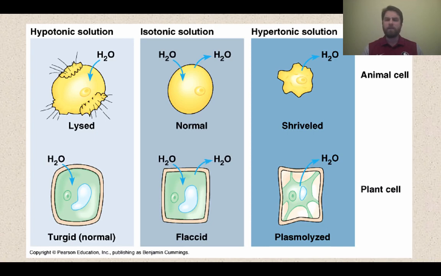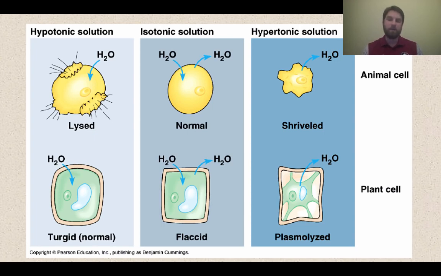Finally, for plant cells, if you put them in a hypertonic solution, well, of course, that water is going to rush out, and it's not going to shrivel, it's going to plasmolyze. Same basic principle as shriveling. It's going to have far less water on the inside, and it's basically going to shrivel, but that's called plasmolysis in plant cells.